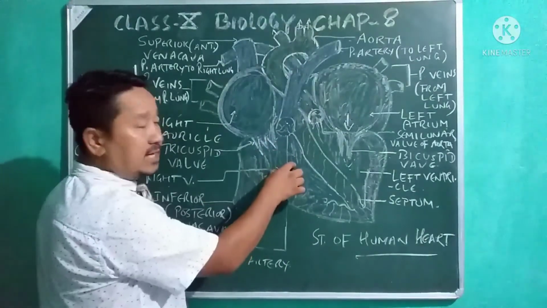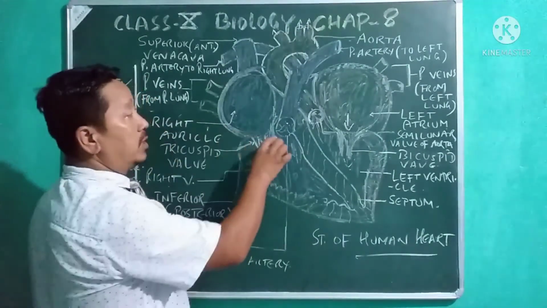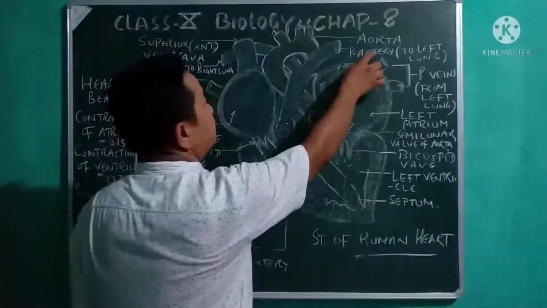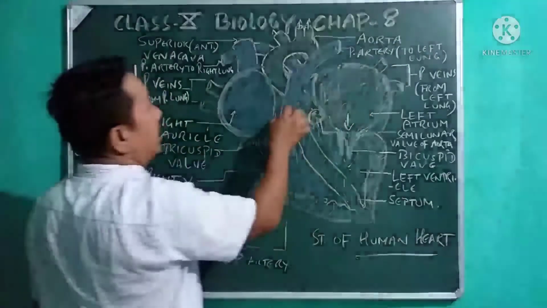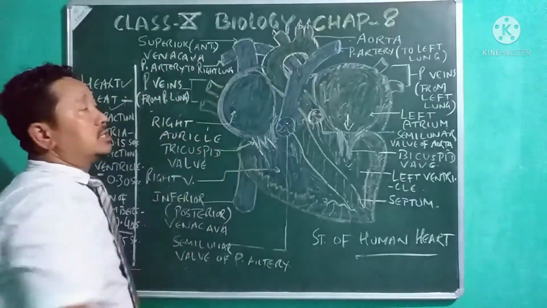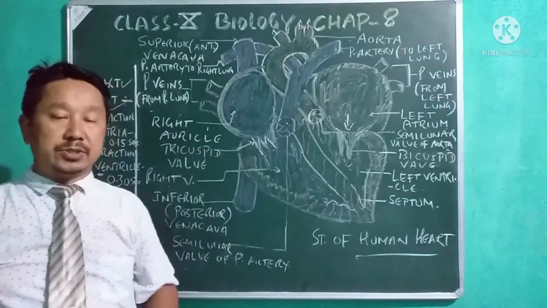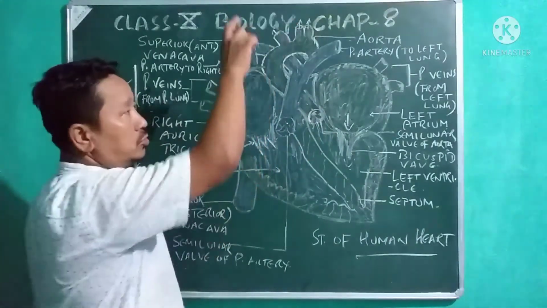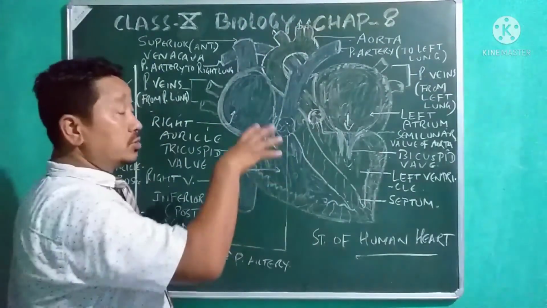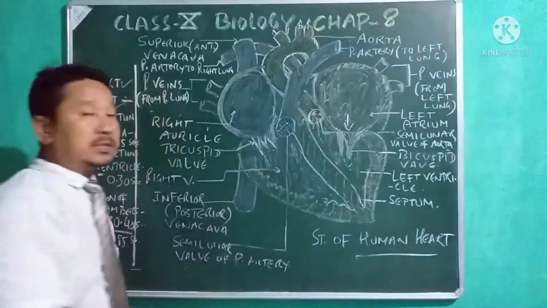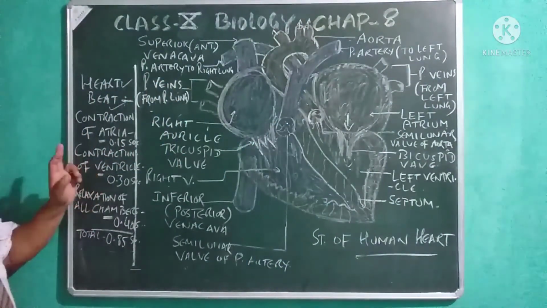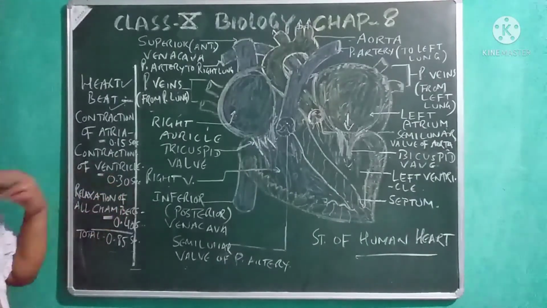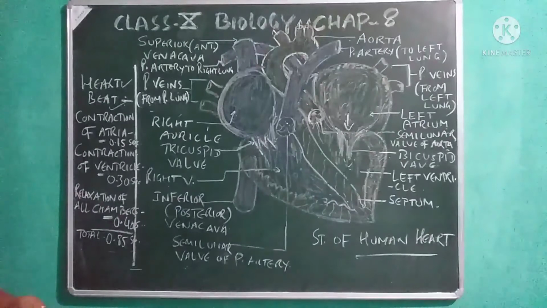And from the right ventricle, the impure blood will be going through these pulmonary arteries, to the left lung and the right lung, for purification. During that contraction, the blood goes to those regions, as I said just now. That contraction takes 0.30 second. Okay, that much time it takes.